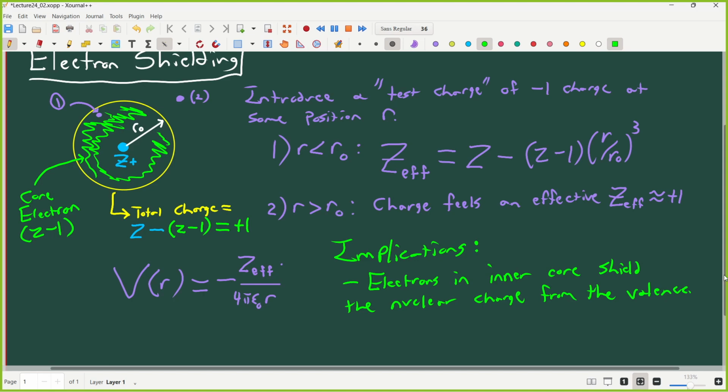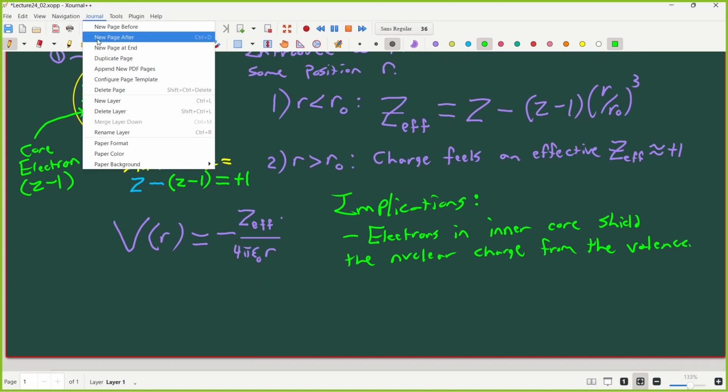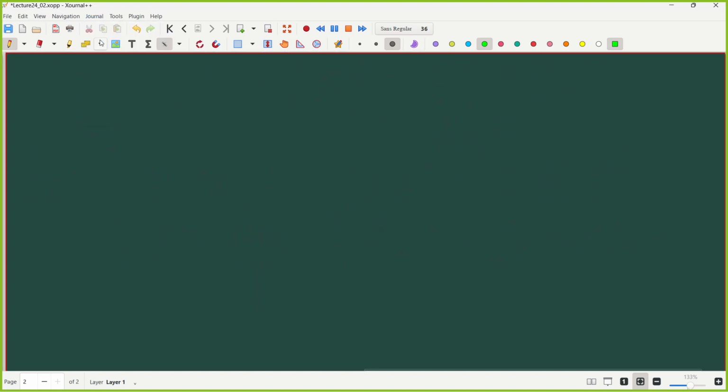Now, here are some other, deeper implications of this analysis. We should consider how s orbitals shield versus p orbitals or d orbitals. In fact, what we'll find is that s orbitals are very effective at shielding, and p orbitals are much worse at doing it. Let's analyze why that is.